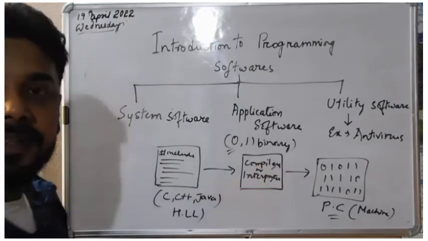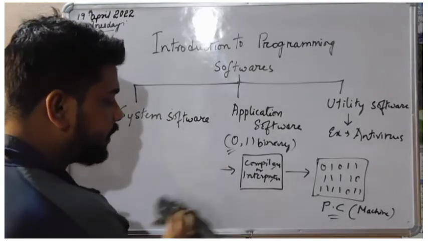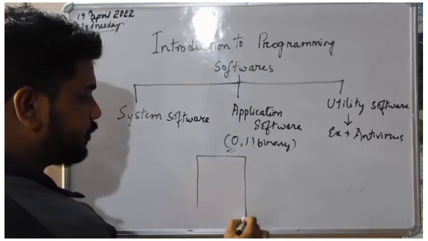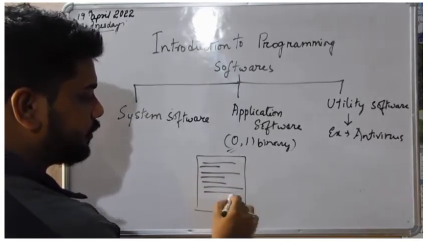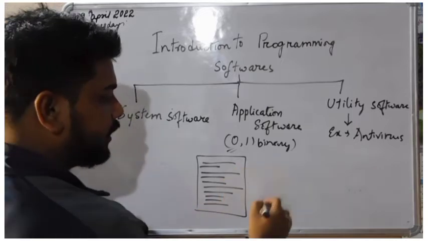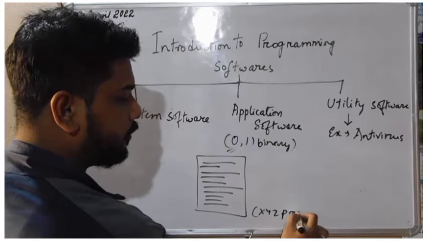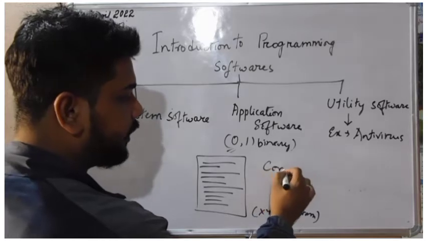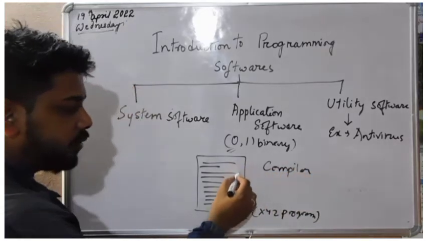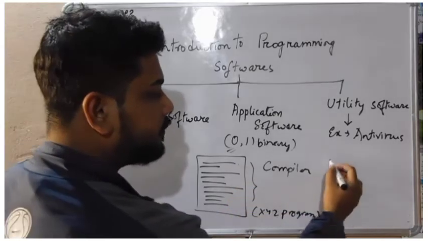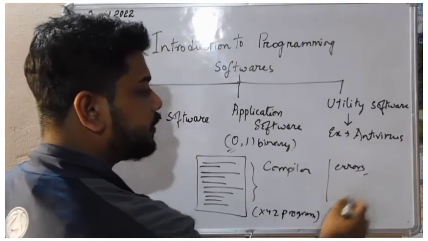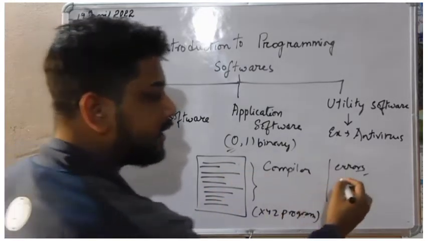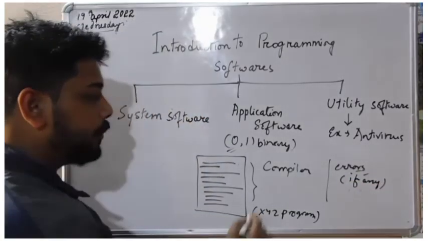Now what is the difference between these two? Compilers and interpreters, obviously they are not the same thing, right? The difference between them is this: suppose this is a piece of code, any XYZ program. If you give it to the compiler, it will check the whole of the code at once and then it will give errors if there are any.